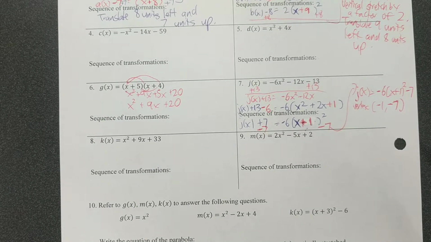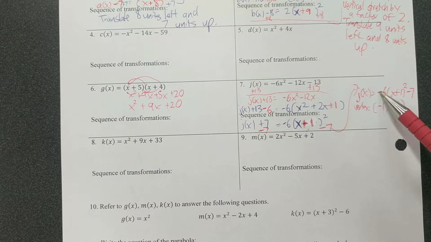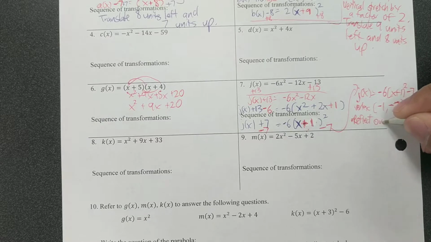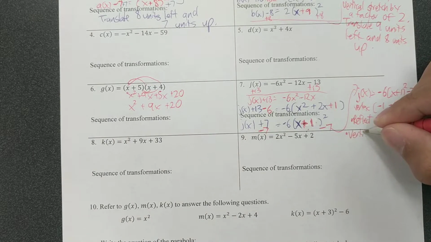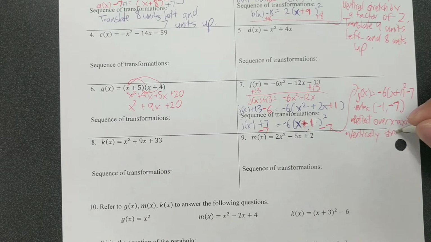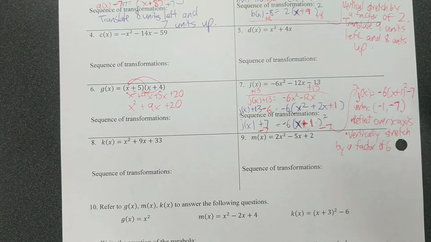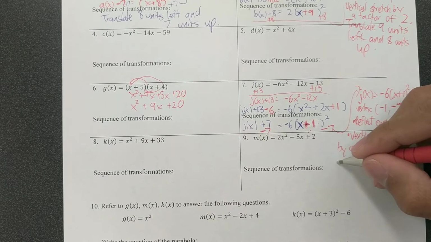Okay, and then the sequence of transformations. So again, we can deal with the a value first. A is negative 6. So because it's a negative value, that means we need to reflect over the x-axis. Next, because the absolute value of a is 6, that's a vertical stretch. And then finally, the vertex itself got translated from 0, 0. We went 1 unit left, 7 units down.